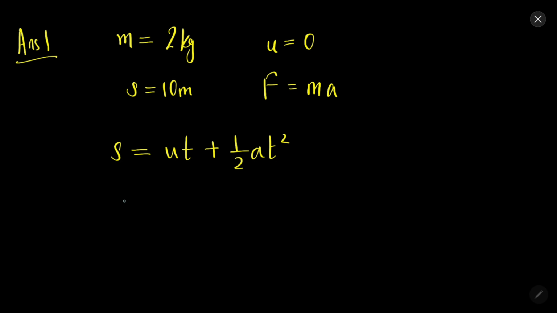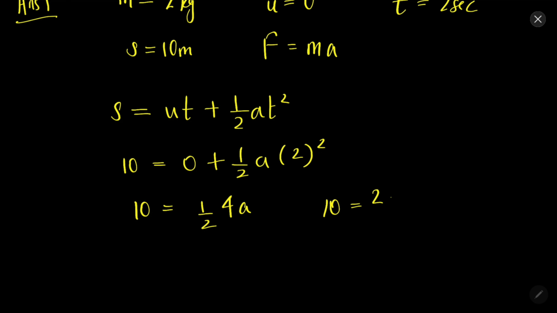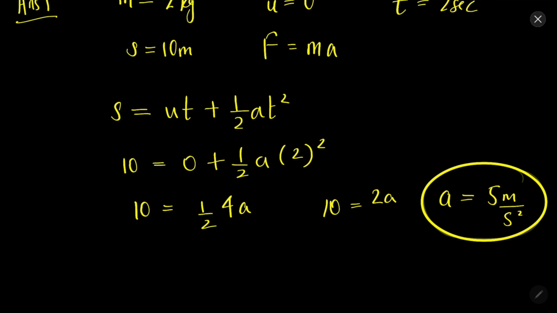Here S is 10, u is 0, so that term becomes 0, plus half a, and time is 2 seconds. Let me solve this. We get 10 equal to half into 4a, so 10 equal to 2a. So a will be equal to 5 meter per second square.